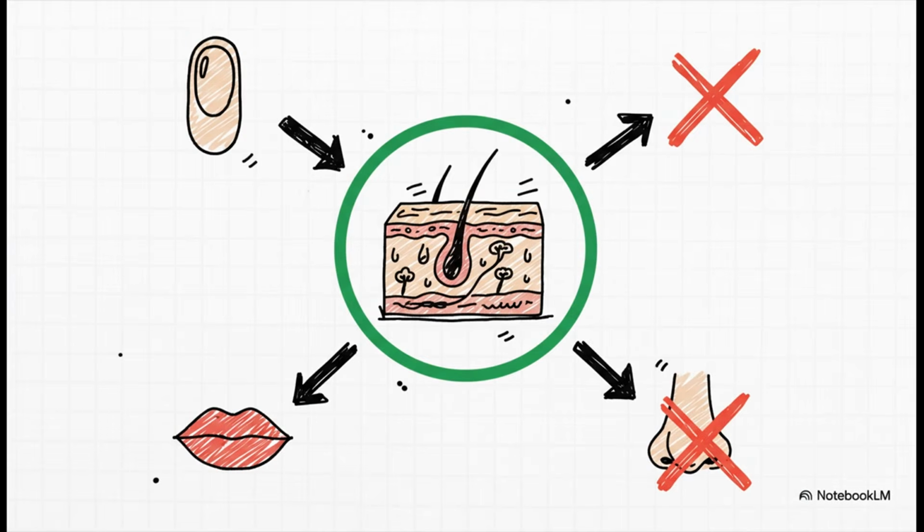And just one last, quick but really important note. Everything we've talked about today is for skin biopsies. As you can see here, other parts of the body, like the nail, the lip, or inside the nose, they all have their own unique codes. So always double-check your CPT manual for those specific areas.